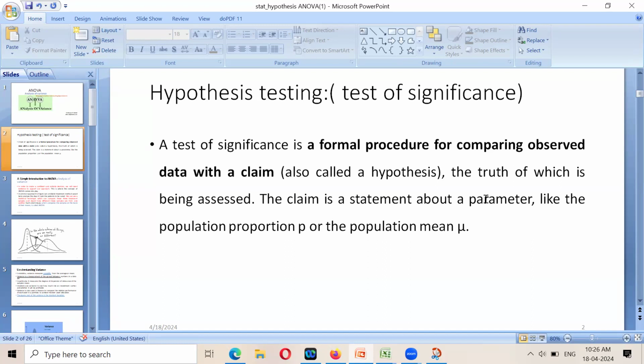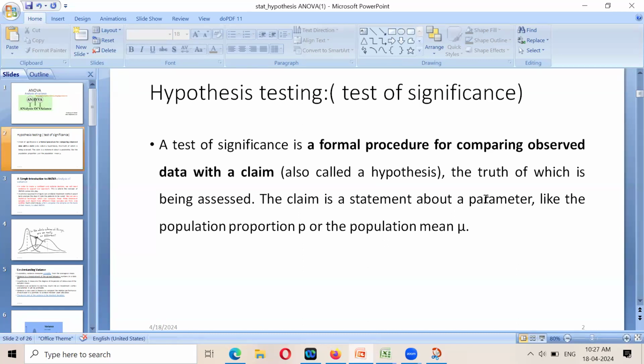I hope you know the concept of hypothesis and null hypothesis. Hypothesis is nothing but a claim that we make, like before starting the research, we form the hypothesis.